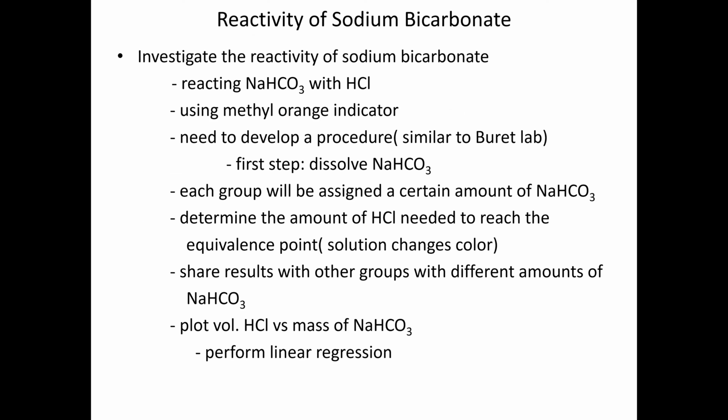So the first step would be to dissolve your sodium bicarbonate in an Erlenmeyer flask before you start the titration with HCl. Your TA, or teaching assistant, is going to assign you a certain mass of sodium bicarbonate to use. You need to determine the amount of HCl that's required to reach the equivalence point. So this is when the solution changes color, which is the end point. Once you see the end point, this will relate back to the equivalence point. So this is called the end point, when the indicator changes color.